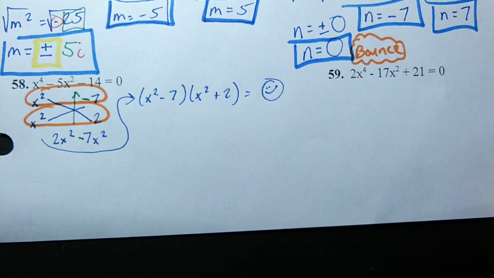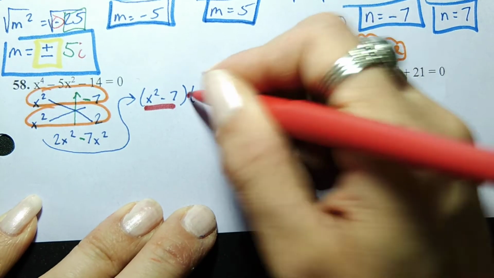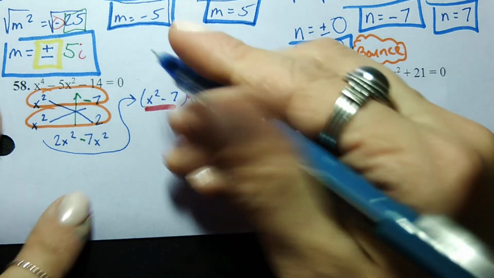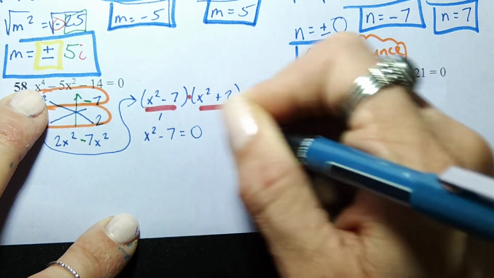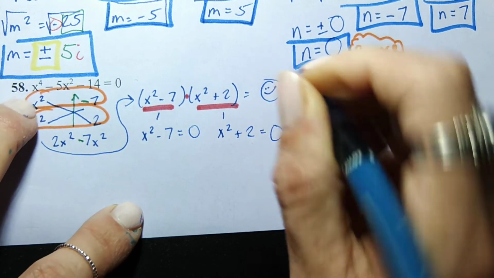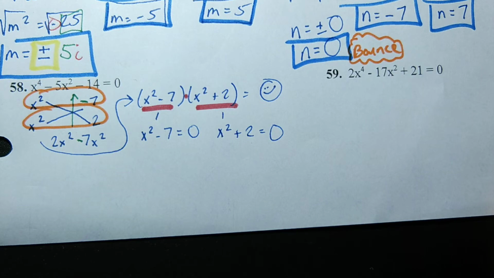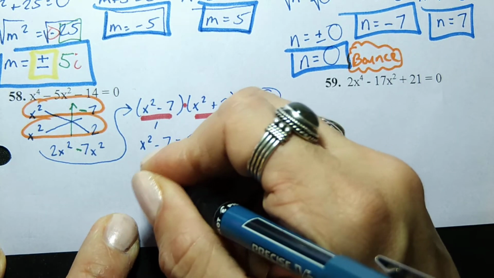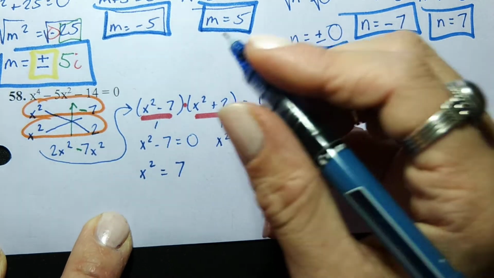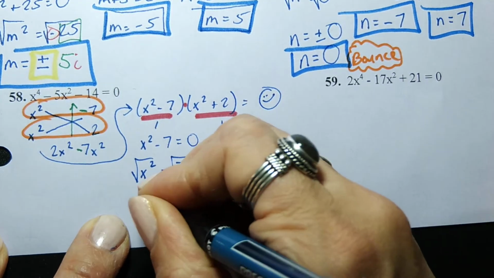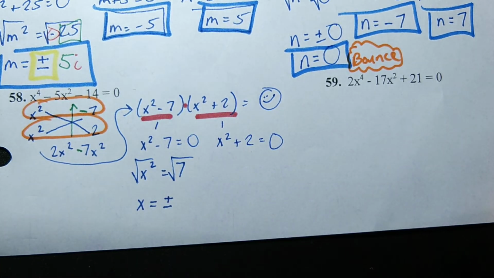Can I factor those any further? Neither. If it's two terms and there's no GCF and it's not difference of squares, that's it. Not factorable any further. So now we can use our zero product property. We have something times something equals 0. So we can set each of those equal to 0. x squared minus 7 equals 0. x squared plus 2 equals 0. So x squared equals 7. Now what? Square root. And x equals plus or minus. Can I simplify the square root of 7? No.